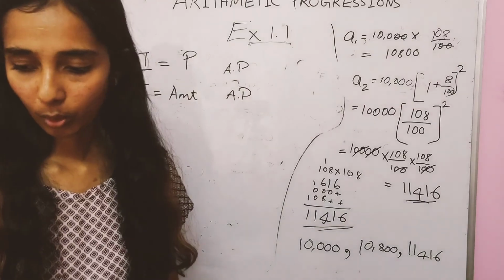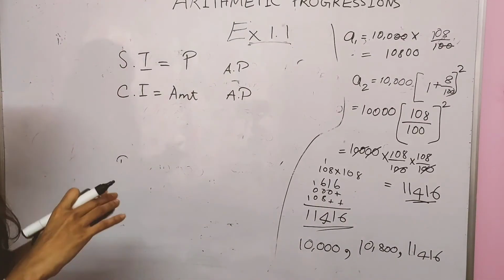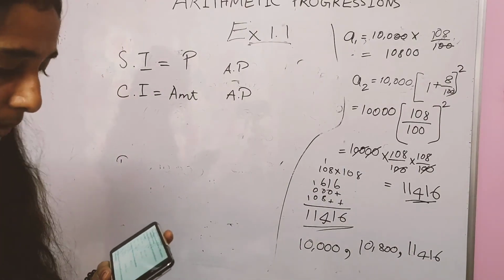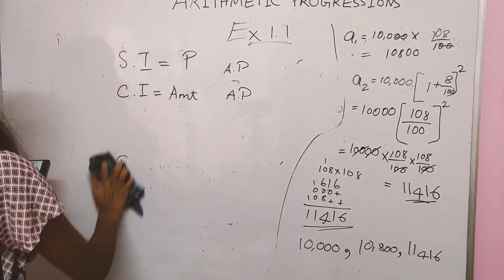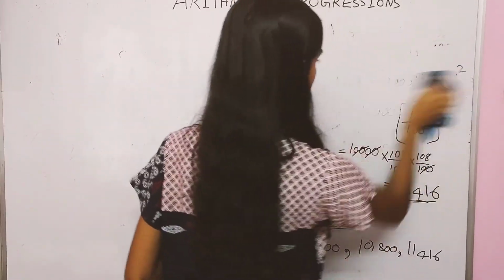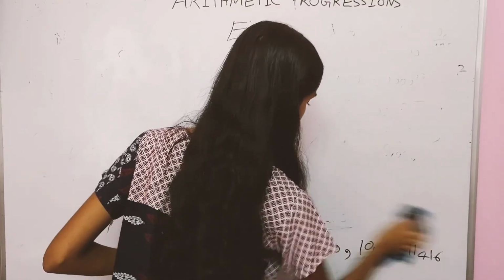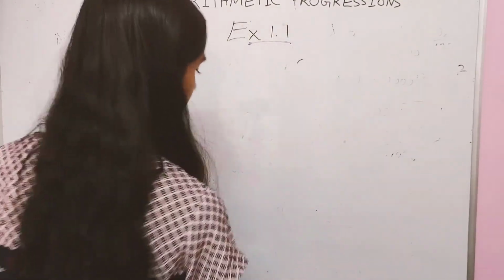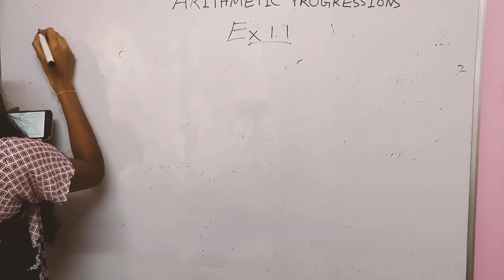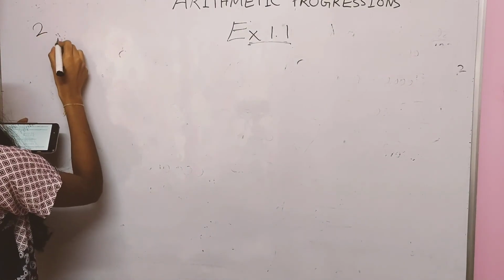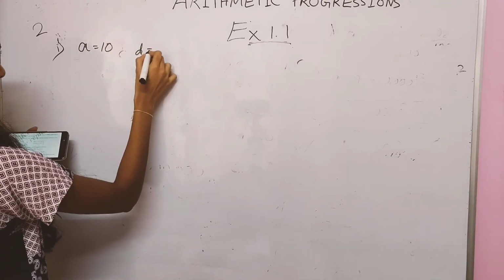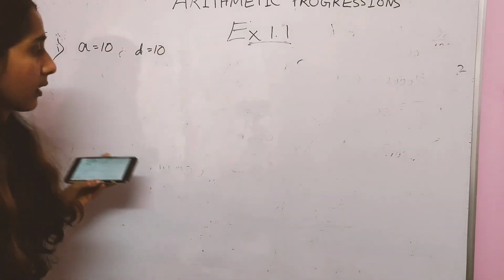Okay, let's move on to the second main. Write the first 4 terms of AP when the first term and the common difference are given. So this is pretty simple in the whole exercise. Second main, first question, A is given as 10, D as 10. We have to find the first four terms.